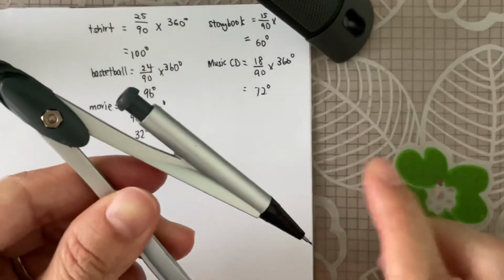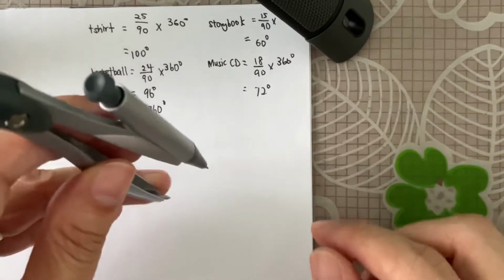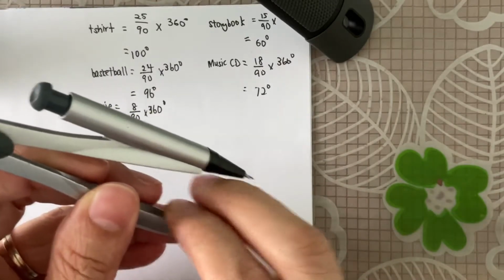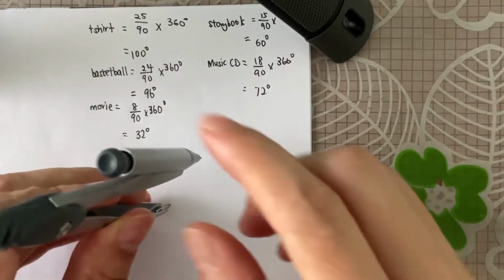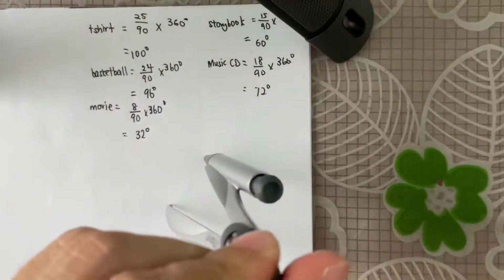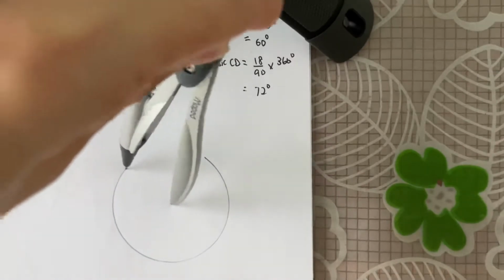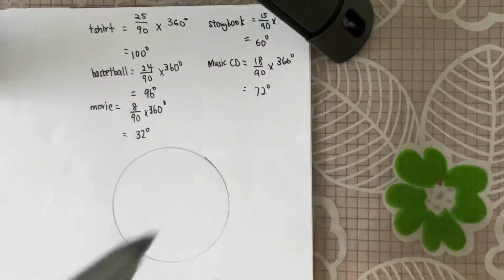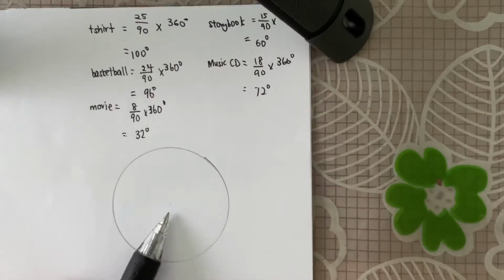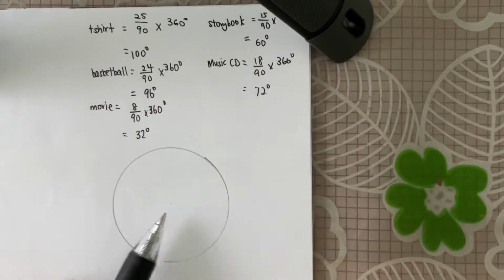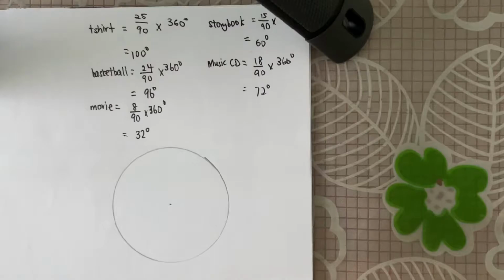So how do we make use of the compasses? Well, we give it a certain radius such that we are able to draw a circle. Okay. Now you might see that there is a very faint dot over here, and this is actually the center of the circle. This is important because all our angles will stem from here, the center of the circle.